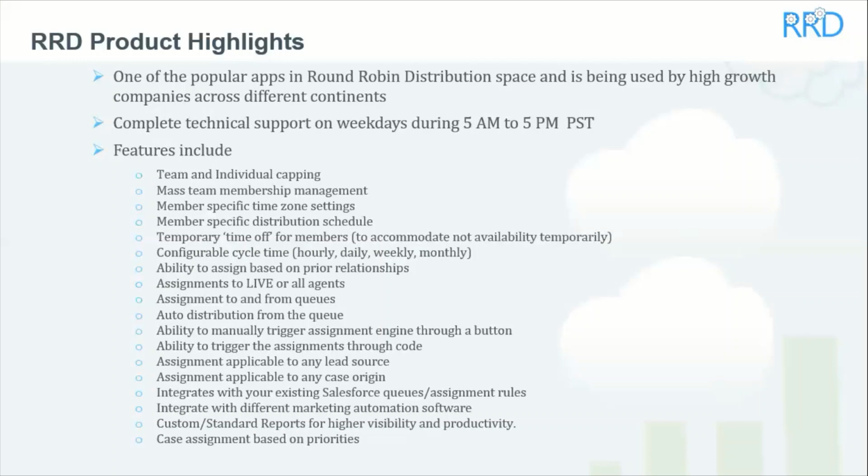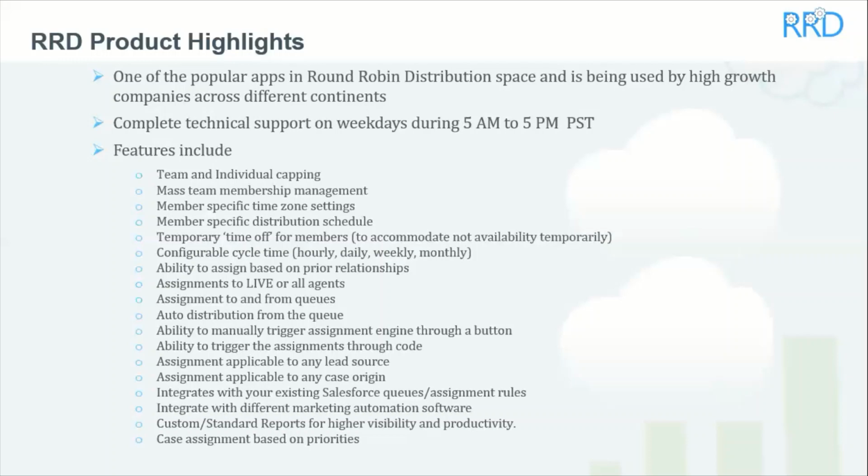One of the coolest features that we have is we let you do your own coding, and we give you a piece of code that you can call from your code. Essentially, if you want to run round robin distribution logic on a bunch of leads or cases that you're reassigning, you can write your own logic and call RRD, and it goes through this distribution logic and does the reassignment as needed.